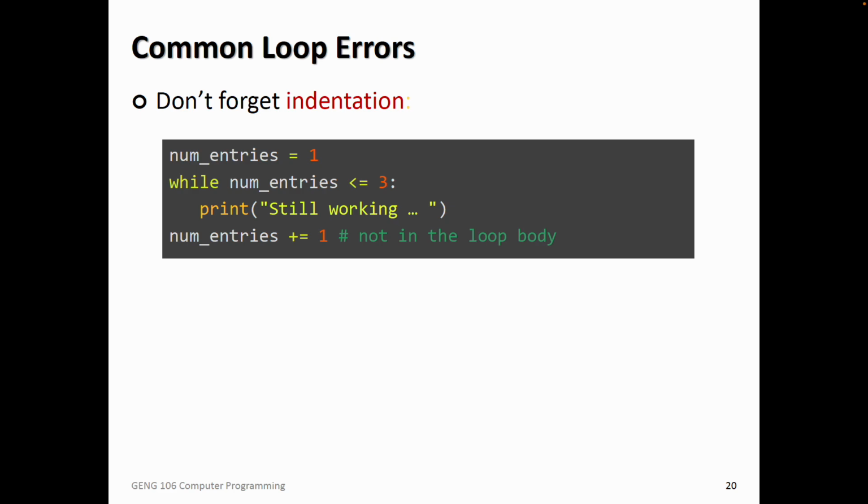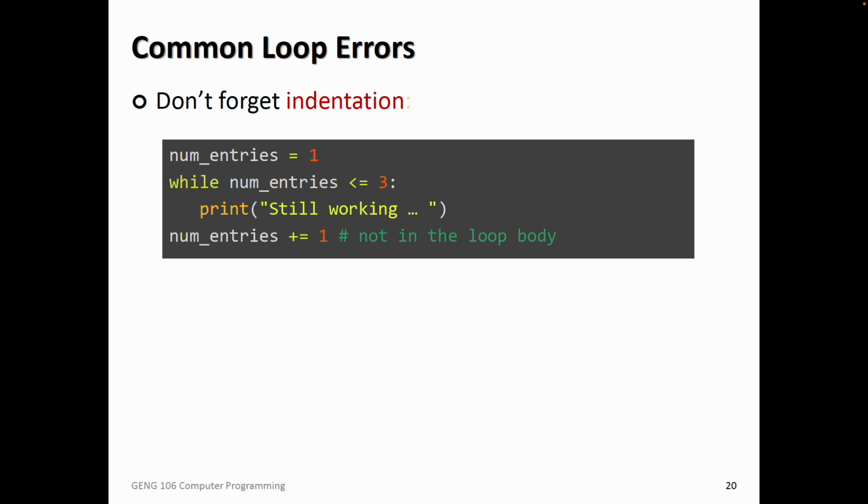Let's look at this code for instance. We first define number of entries as 1, which we will use as a counter. Then we check whether it is less than or equal to 3, and then we just print "still working". Then we increment it by 1. What will be the output of this code?